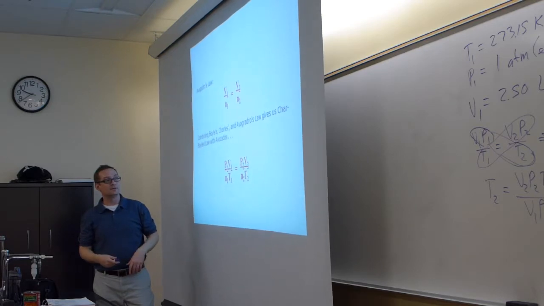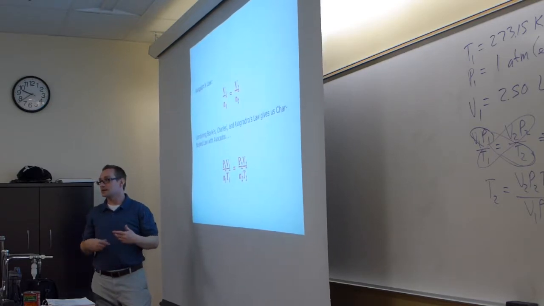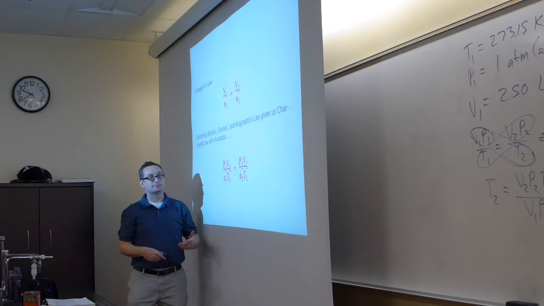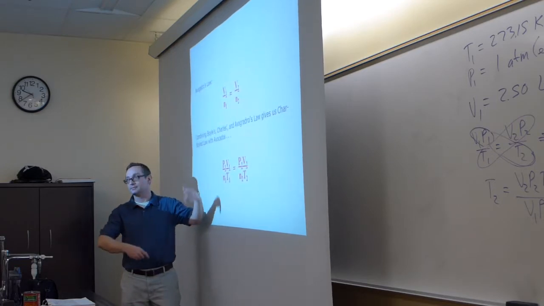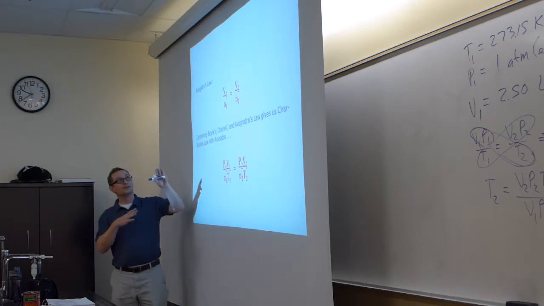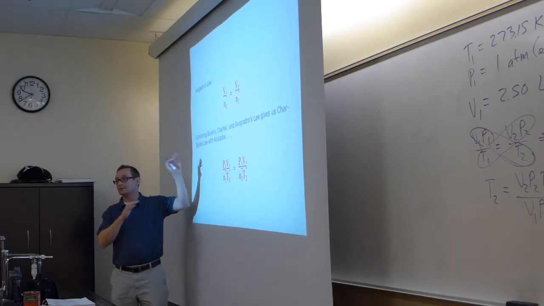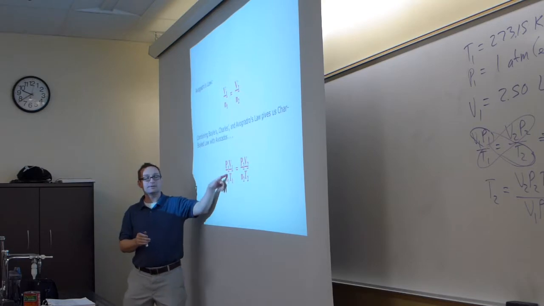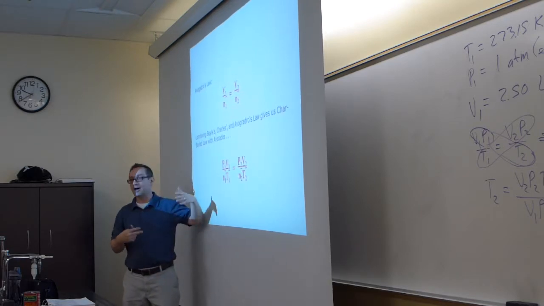So whenever a variable is not mentioned in a problem, you can consider it to be constant, and you have one or more of the isolated gas laws. So here's the question. Do you have to memorize Boyle's, Charles', and Avogadro's law, or can you just use this one equation and work from that? And the answer is the latter.